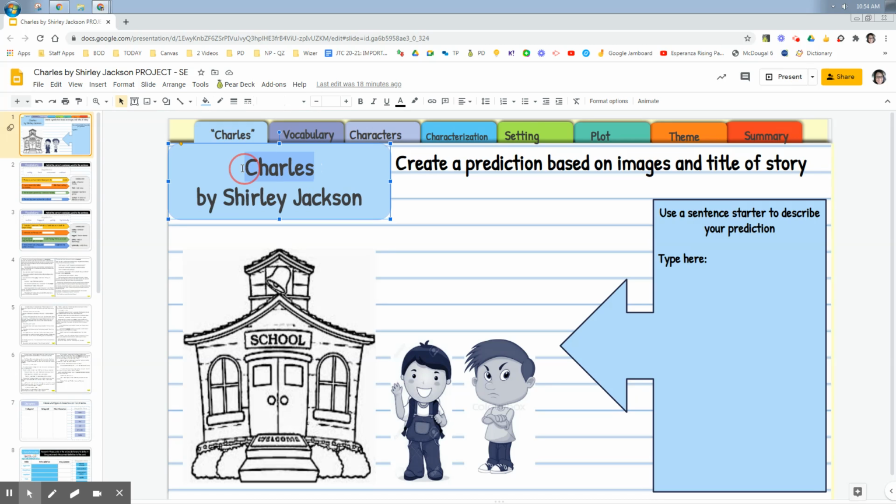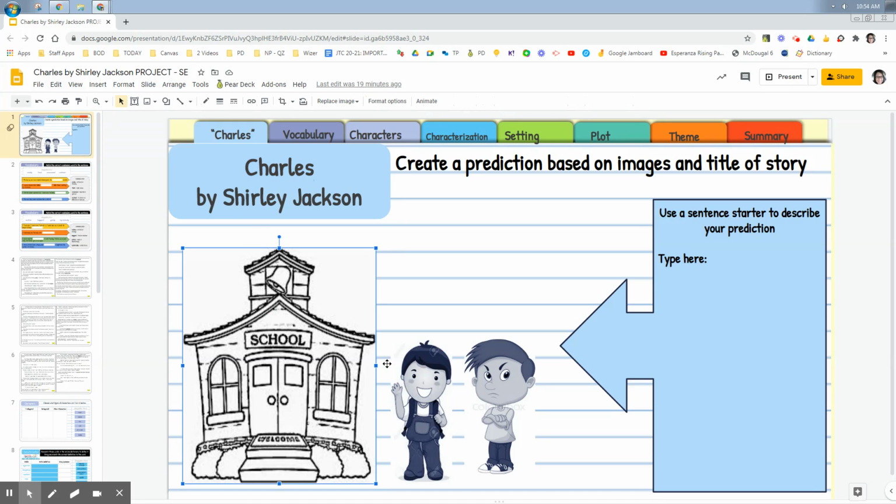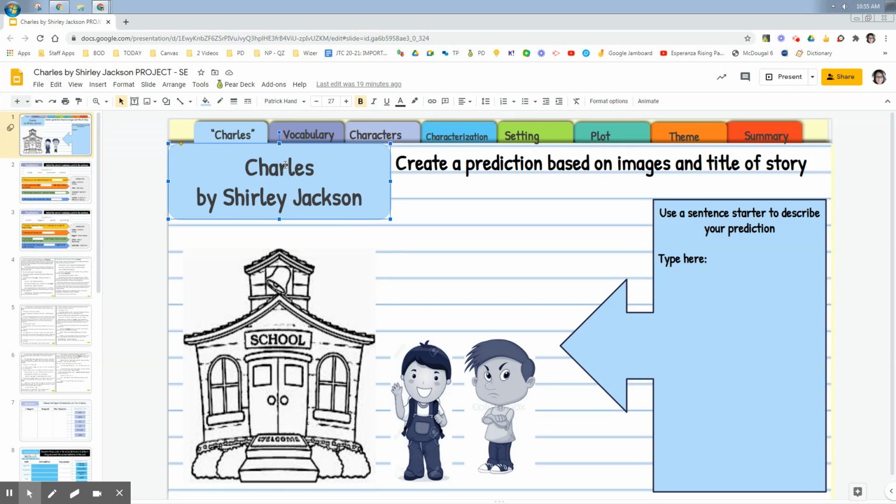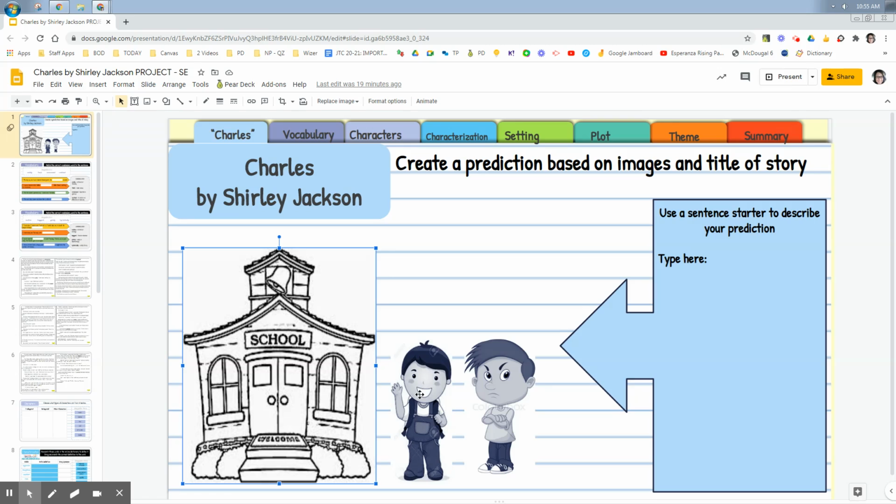the title Charles and these three pictures here, to form a prediction about what the story might be about. Once you determine what you want to write and reflect on, thinking about, well, what is Charles? Is it a boy? Is it a girl's name? I see the picture of a school and two boys here at the bottom.